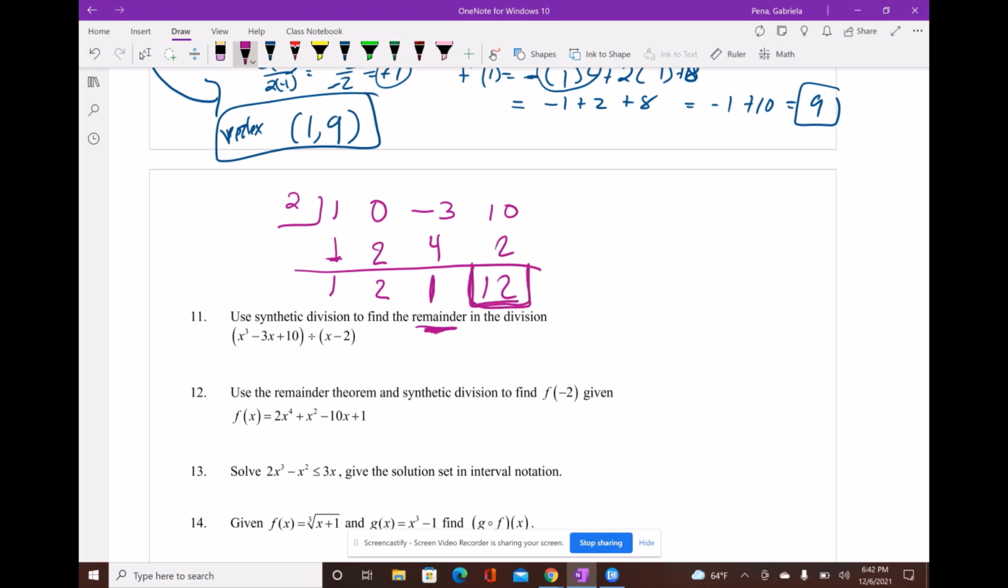You don't have to put it over... No, it's just asking for the remainder, so it's just going to be 12. Now, if it would have said, write out the equation like your final answer, please keep in mind this is remainder, this is constant, this is x, and this is x squared. So it would have been x squared plus 2x plus 1 plus 12 over x minus 2.